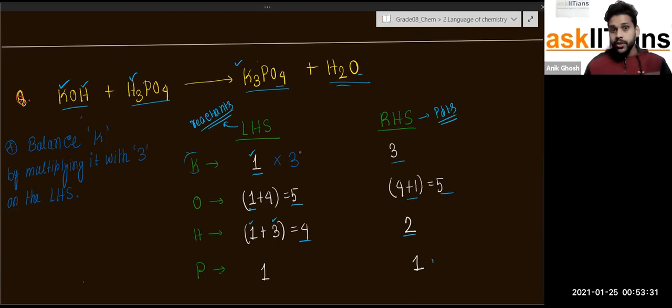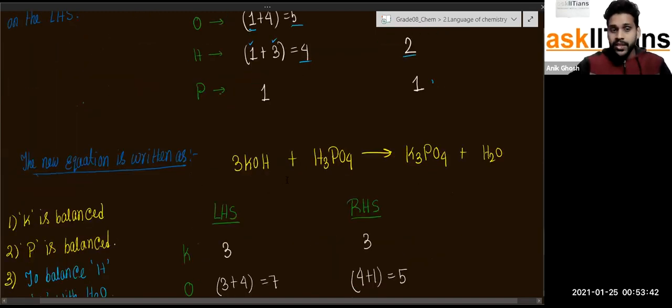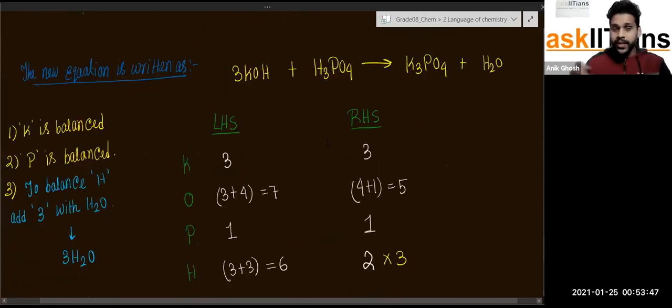If you want to multiply 3 with the potassium, you have to put 3 over here, isn't it? So I'm just rewriting the equation. The new equation would be 3 KOH and all the same things. Now again, let's write LHS and RHS, and see what we have right now. Potassium is balanced now. Fine.